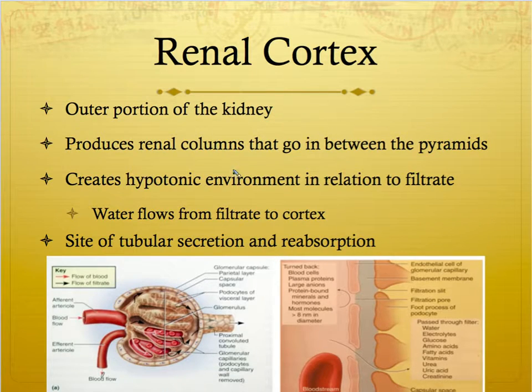Okay, so we talked about the cortex previously. This is the outer portion of the kidney. It produces those renal columns that go in between the pyramids. It's a hypotonic environment, meaning that water is pulled out of your blood vessels, pulled into your corpuscle, and filtered for urine. So water flows from filtrate into the cortex, and this is where tubular secretion and tubular reabsorption happen. We'll look at these two pictures down here on the next couple slides.